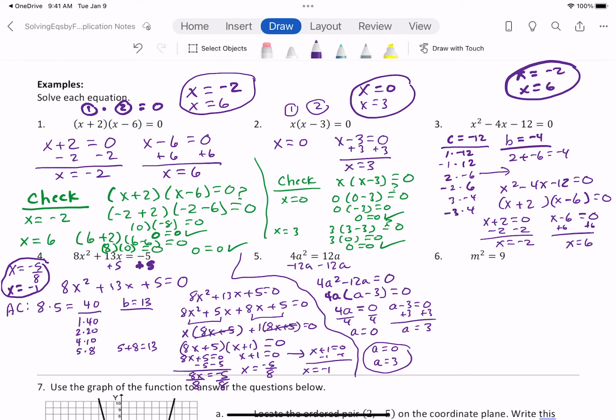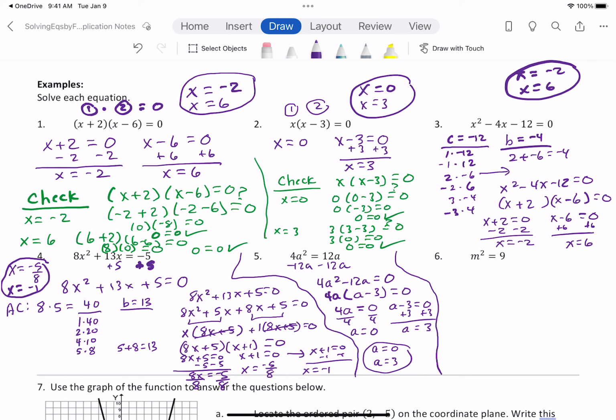So if you look really quickly up at the original 4a squared minus 12a, you pretty much do that one in your head if you want to check. If I substitute 0 for the a, we'd have 4 times 0 squared, which is 0. And 12 times 0 is 0, so 0 equals 0. And then just do the same thing with the 3, and you'll see that those are correct solutions.